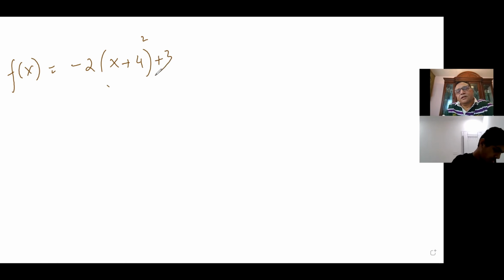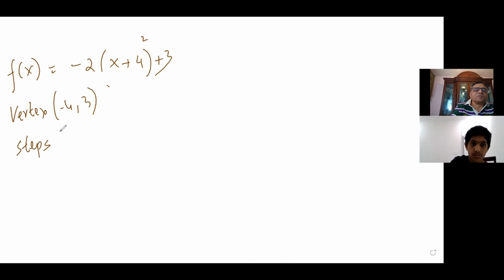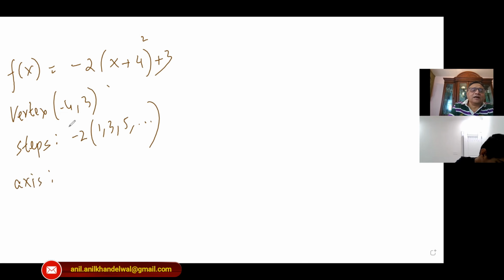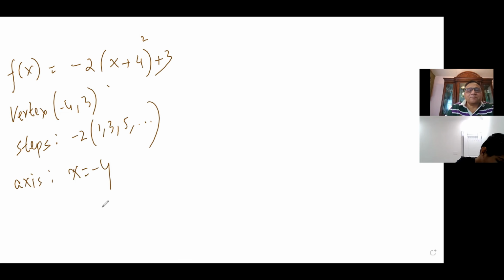Okay. Now, from this equation, can you tell me what is the vertex? -4, 3. Perfect. Now, can you tell me what are the steps? 1, 3, 5, 7, times -2. Do you see that? Times -2. And the axis, you know, is the x value of -4, correct? Perfect. You can find the y-intercept, which is this value at x equals 0. How much do you get?